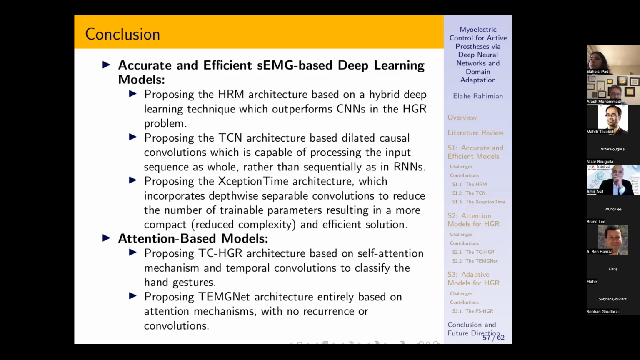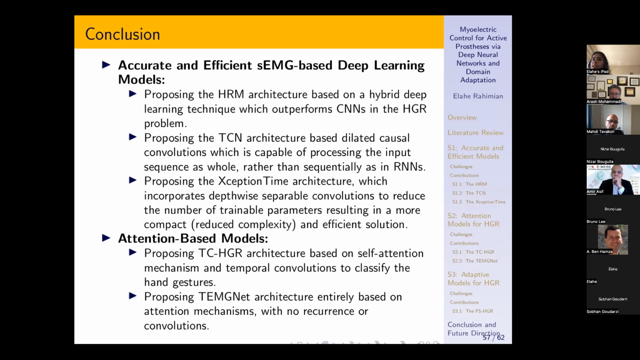Finally, here we have the conclusion. We presented our work in 3 sections. The first one was accurate and efficient sEMG-based deep learning methods. In that section, we proposed 3 architectures. The first one was HRM, a hybrid recognition model. The second one was TCN, a temporal convolutional network. And finally, we had XceptionTime.